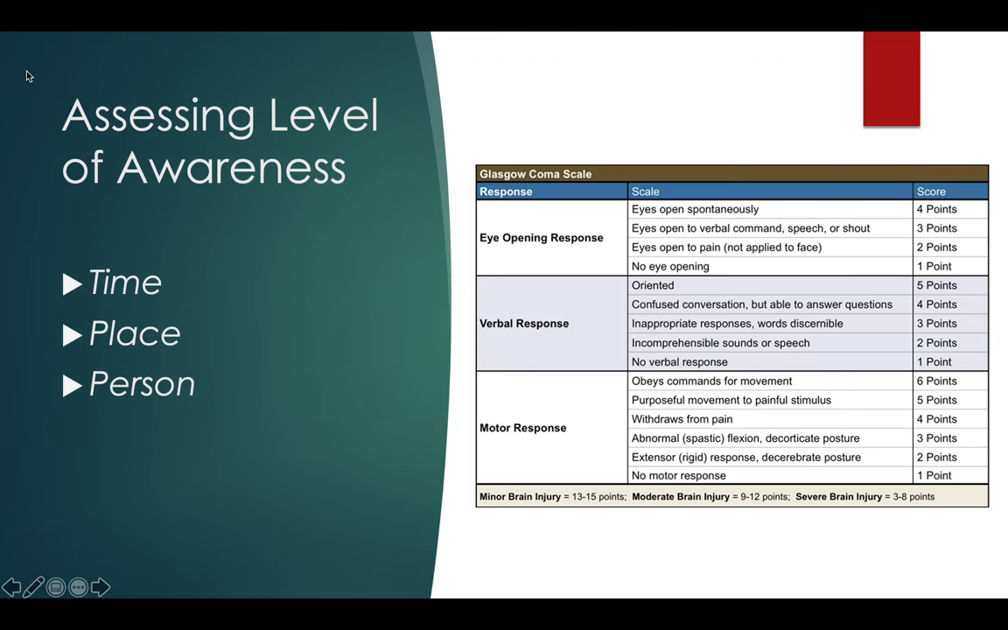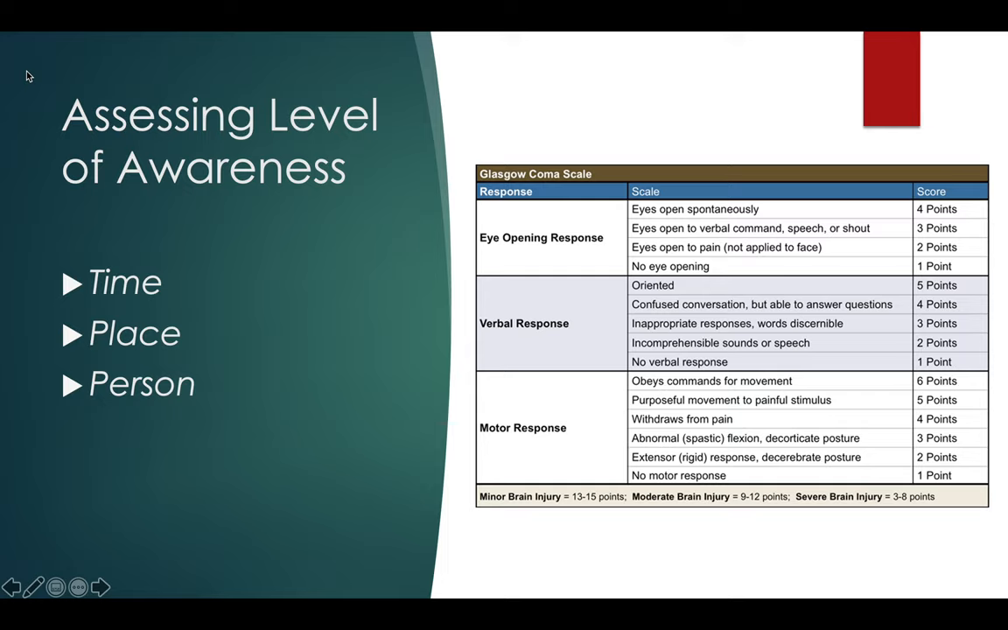Awareness level. Assessing the level of awareness. So, of course, we're going to do time, place, and person. I've got the Glasgow Coma Scale on here for you, so you can see how we would assess this, what we're looking for. Time, what day is it today? What's the date? What's the day of the week? What's the season of the year? What's the last holiday? Something like that. And we want to take into consideration the health status of the person. If they're demented, you're going to get a little bit different answer, but that doesn't mean they aren't alert and oriented to what they know.